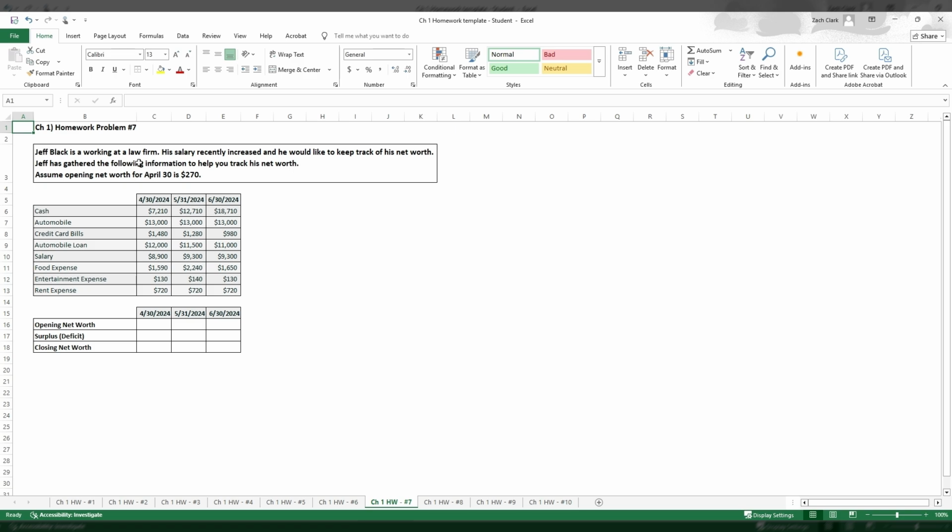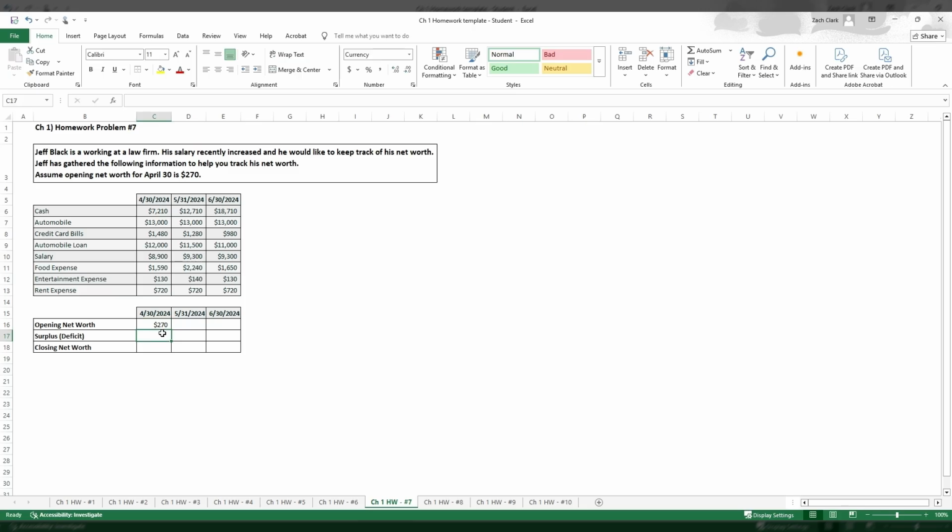Jeff Black is working at a law firm. His salary recently increased, so kind of a similar type of thing. We've got data here, and we want to track his net worth. And it tells us, assume the net worth on April 30 is 270. So we'll put that opening net worth here into the opening net worth box at the end of April 2024.